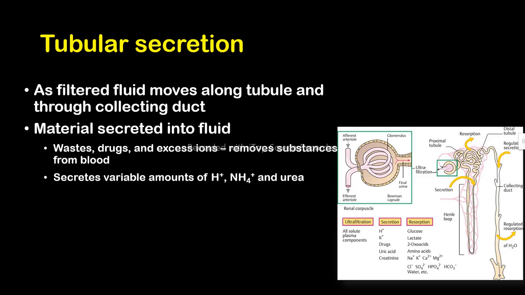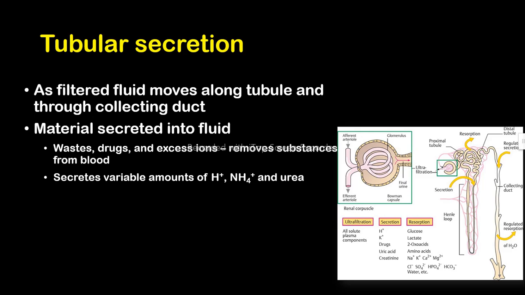Depending on the need of excreting these materials, depending on the environment at that particular moment. These materials include wastes, such as urea, which is going to be secreted from the peritubular capillaries into the nephron, into the renal filtrate, so that you pass out more.